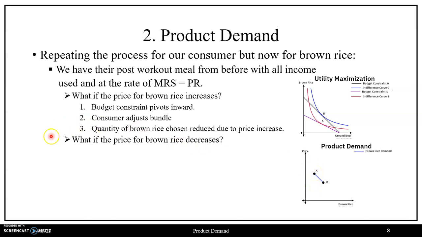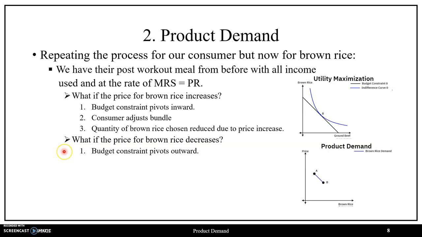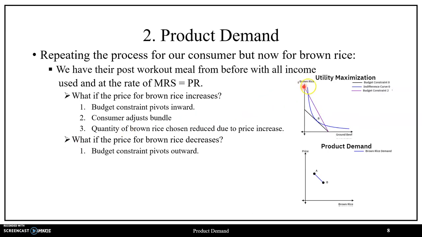Now let us pose the opposite case. Suppose we have our original utility maximized bundle, point B, but then the consumer goes to the grocery store and observes that brown rice is now on sale. With brown rice now being on sale, that means the price has decreased. With a decrease in price, with the same amount of income, they now have a greater amount of options available to them in terms of purchasing brown rice. We can represent this in terms of the budget constraint by shifting it outwards from budget constraint 0 to budget constraint 2 in purple.